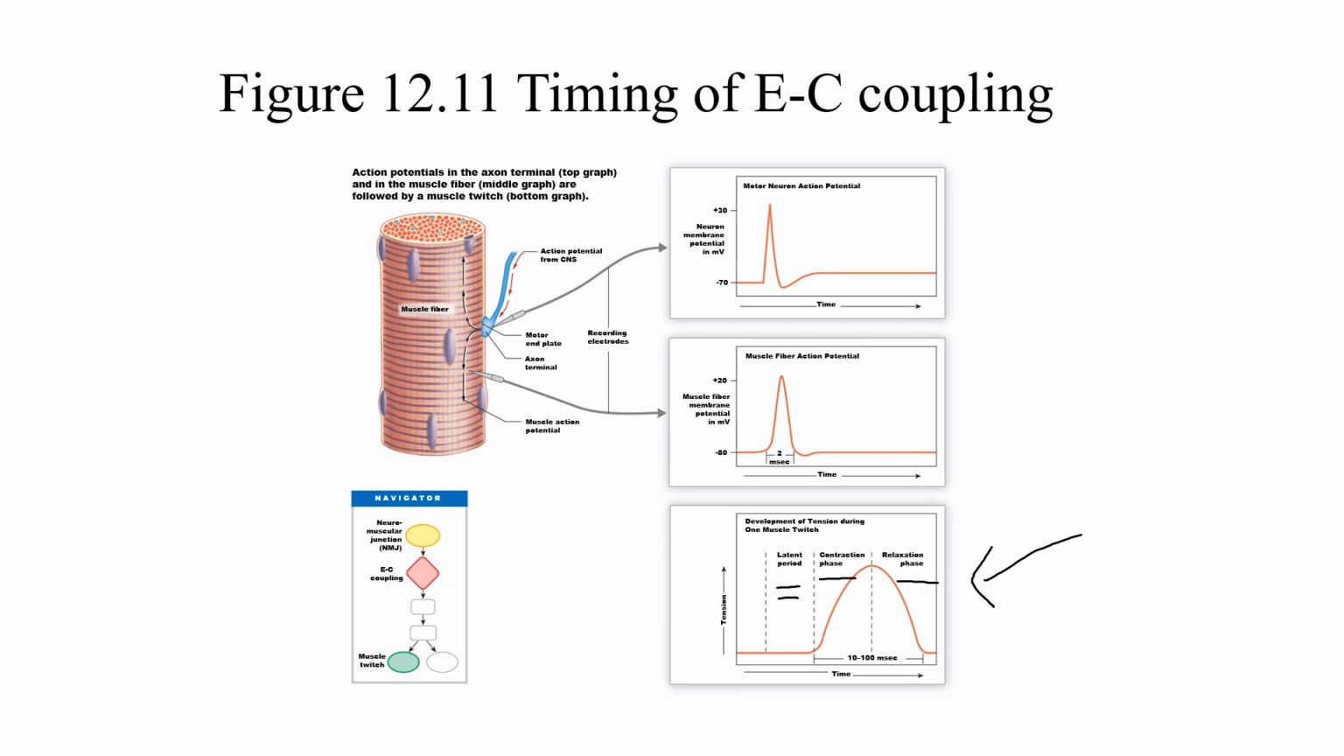And then for the relaxation phase, we said that for us to relax, myosin heads have to let go, and that happens when ATP binds. But then to prevent the myosin heads from reattaching, we have to push those calcium ions back into the sarcoplasmic reticulum. Then once calcium goes back, tropomyosin returns to its normal position, blocking the active sites on the actin, and your muscles relax.